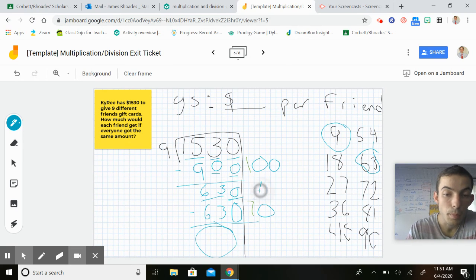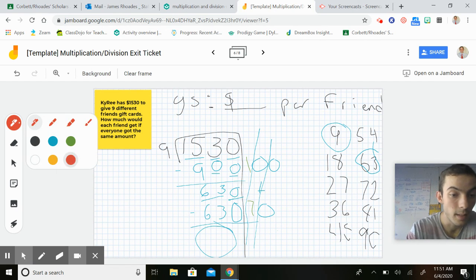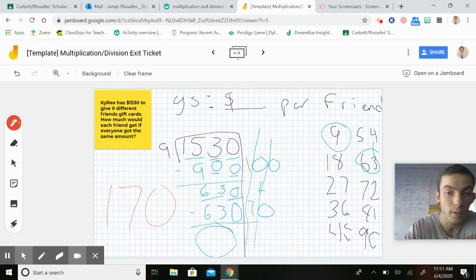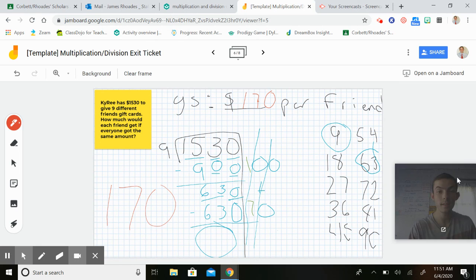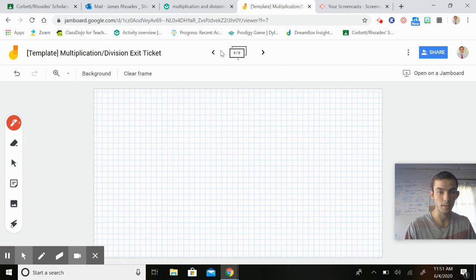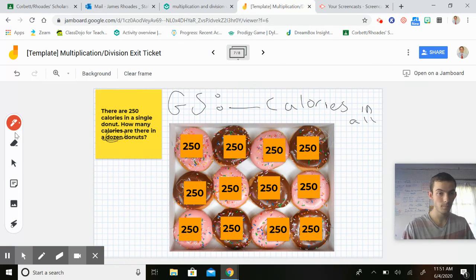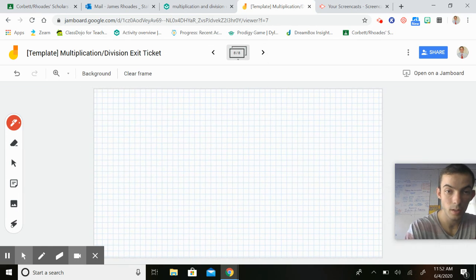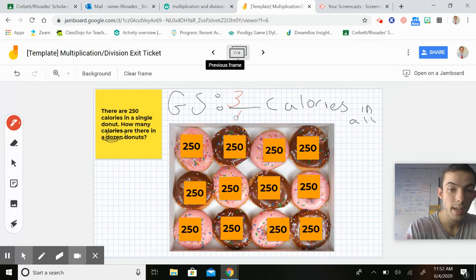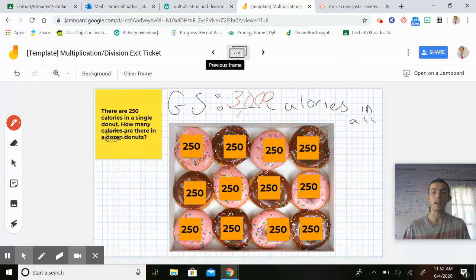Now you add up your partial quotients. This is why I should have written them a little straighter. 100 plus 70, you guessed it, is 170. So this is where you would plug that into the goal statement, 170 per friend. And oh my goodness, I forgot to plug it into this one. Remember how many calories there were in all? We deleted it. 3,000. So if you ate a dozen donuts, it'd be 3,000 calories.